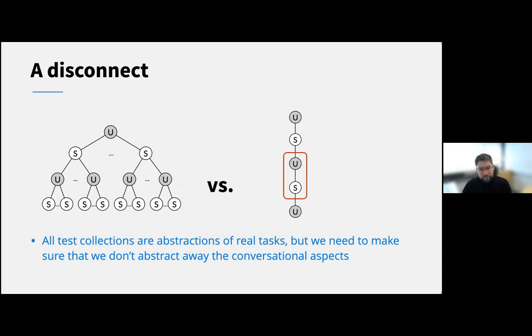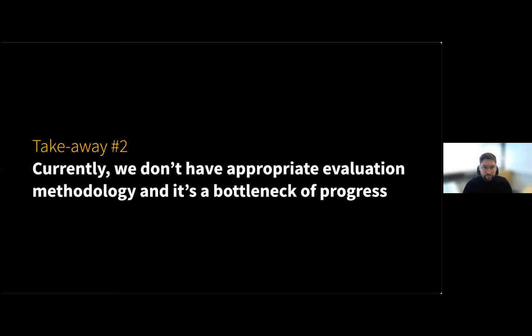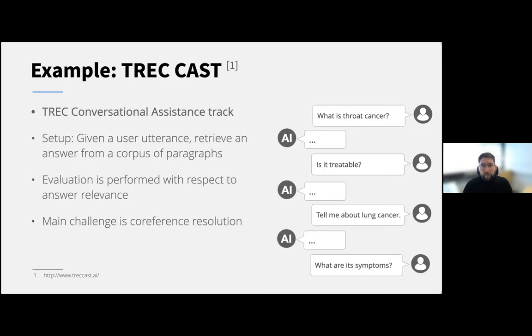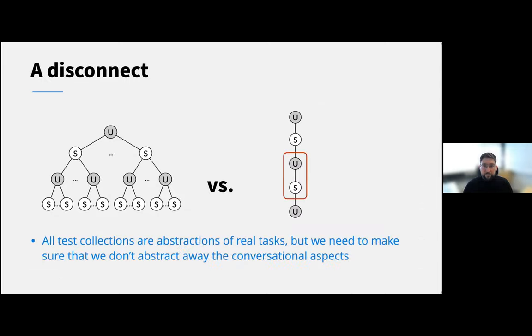But we want to make sure that when we are abstracting tasks, we don't abstract away the aspects that we are most interested in. And in this case, this would be the conversational aspects. So the point here is that this sequence of user utterances is fixed, and no matter what the system would respond, the user would always ask these questions in this specific order, which is highly unrealistic.